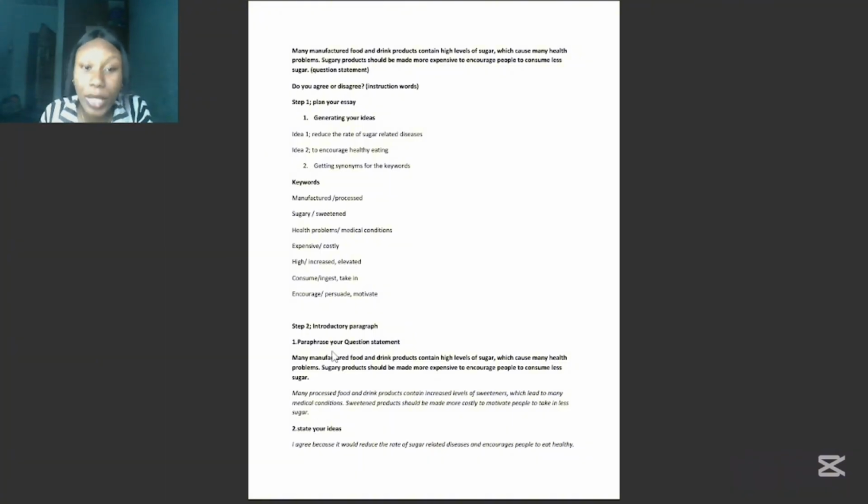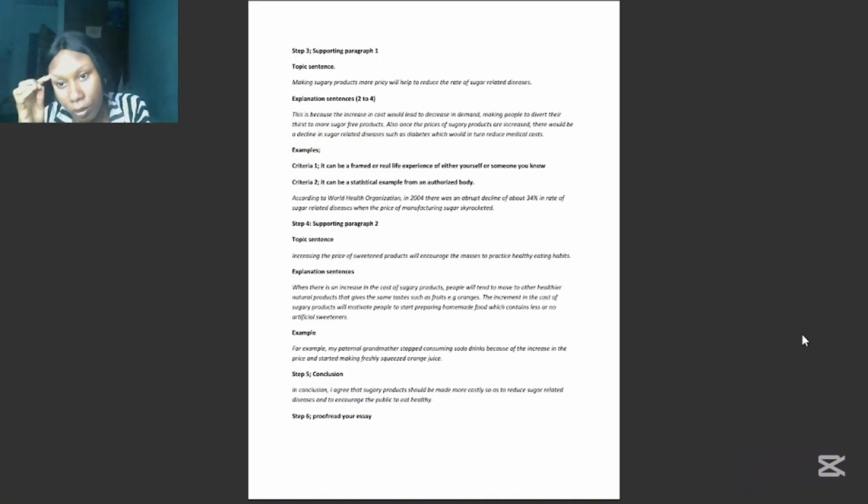Now, the next thing I should do in the same introductory paragraph, state your ideas. Meaning after you put your full stop, you have to state your ideas. Use your instruction word as a preamble. I agree because it will reduce the rate of sugar related disease and encourage people to eat healthy. There's a mistake here. It's supposed to be and encourage people to eat, not encourages. And encourage people to eat healthy. This is good. So that's how to write your introduction paragraph.